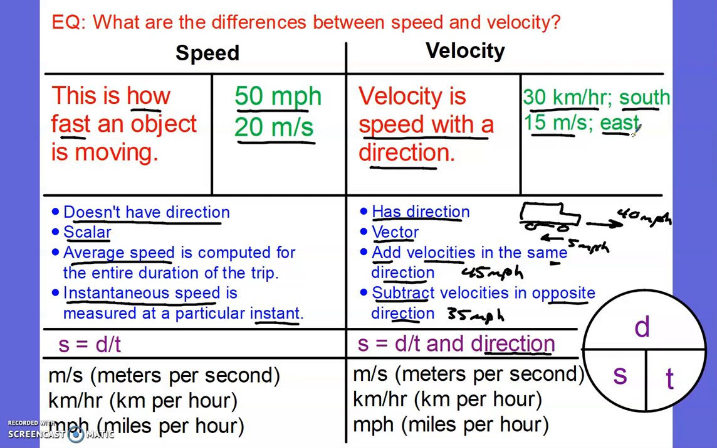The units of speed and velocity turn out to be the same. In this class, we are going to use meters per second for the most part. But some other common units would be things like kilometers per hour, and also miles per hour.